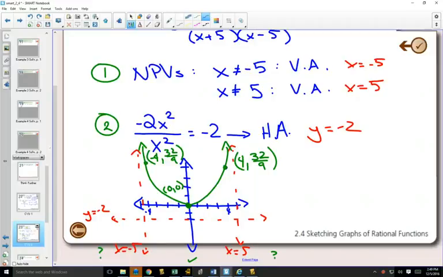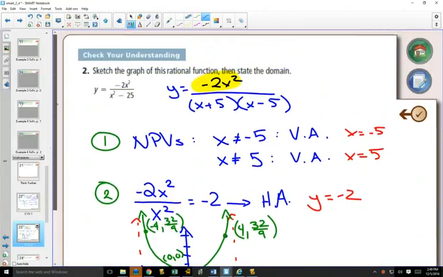Again, we'll figure that out by plugging in a value for x. So we'll check what happens at positive 6, what happens at negative 6. Now when I plug in positive 6, can you see on the top I'm going to get 36 times negative 2, which is -72. And when I plug in 6 on the bottom, I get 36 minus 25, which is 11. That's going to be a number between negative 6 and negative 7.